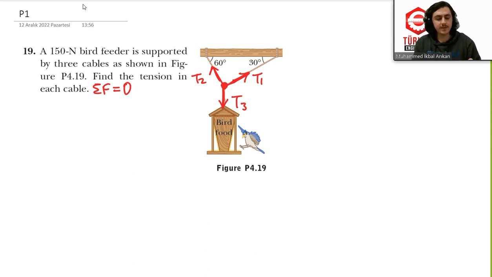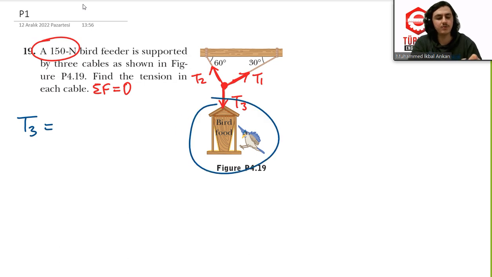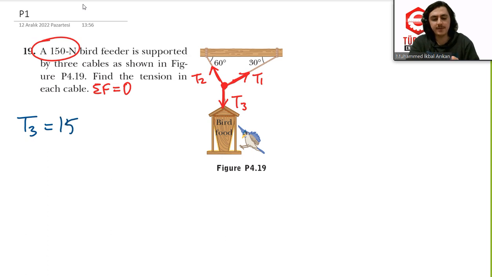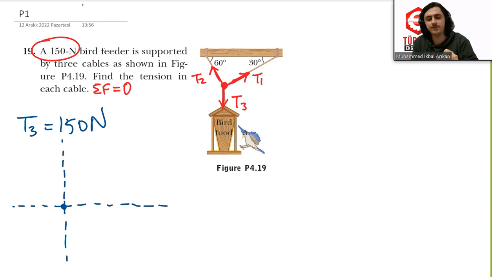The bird food here will be just 150 Newton. So the tension in T3 is given. That must be equal to this one to carry the load of the bird food. It is given in the question. But how can I solve for T2 and T1? So I will just apply my net force rules to solve this question.